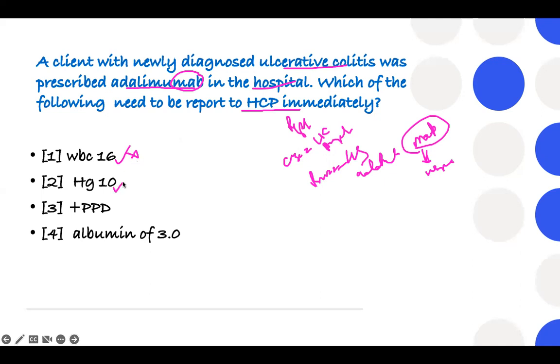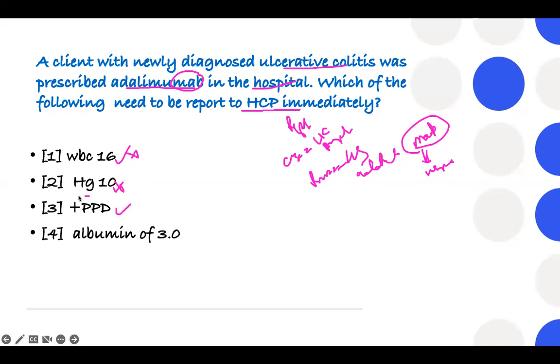Hemoglobin of 10. With ulcerative colitis, they have bloody bowel movements. He was just admitted with an exacerbation, so I'm expecting the hemoglobin to be low. They live in a low hemoglobin. They're always anemic, so you don't expect their hemoglobin to be normal. Even though this is 10, that is where they live, and it is good for them. So thus, I don't need to intervene.